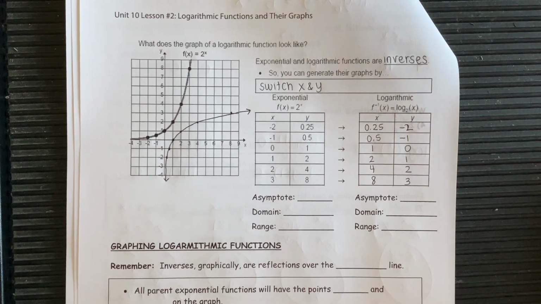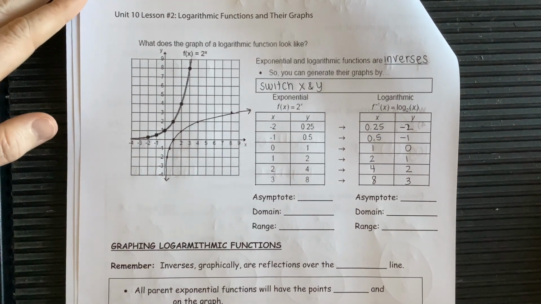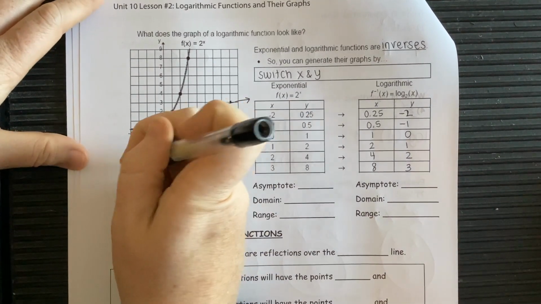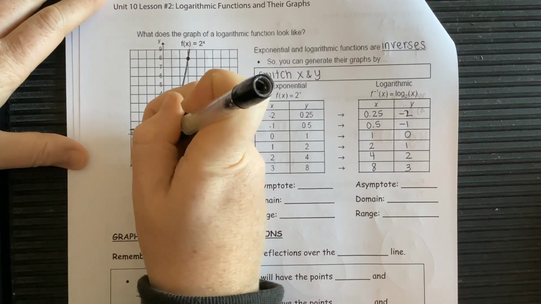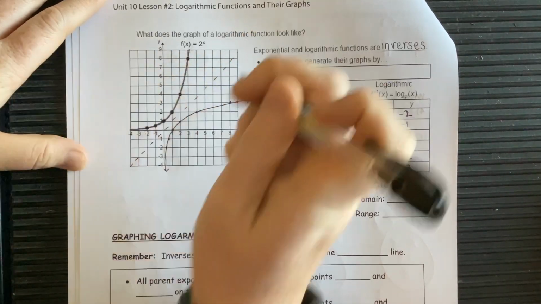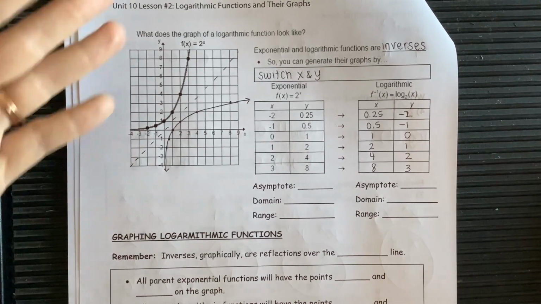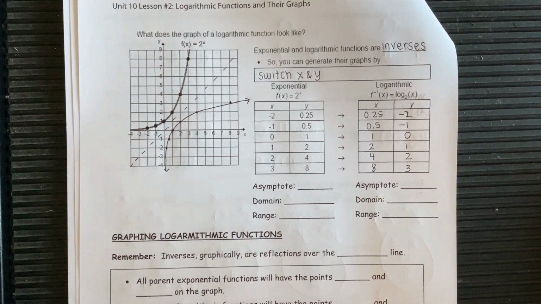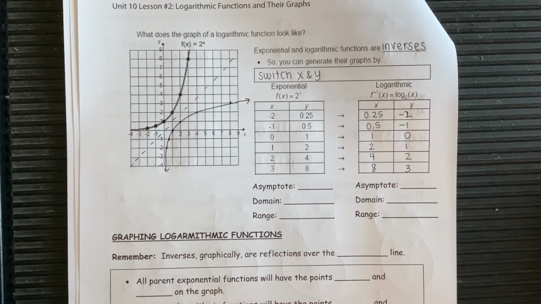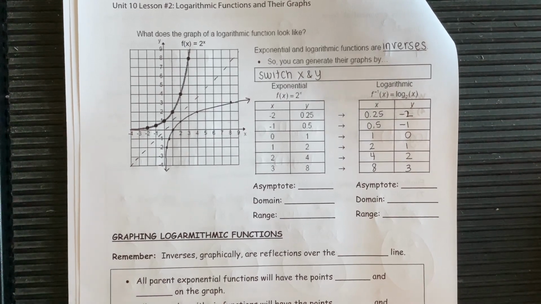All right, so remember that when you're doing this, they're going to reflect over that y equals x line. So you have that imaginary line that's coming between two inverses that looks like that. And that's what it's getting reflected over. If you folded it right there, you'd hit it on the other side. So what is that going to do with our asymptotes, domain, and range?